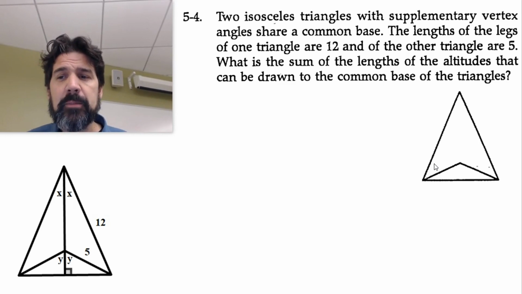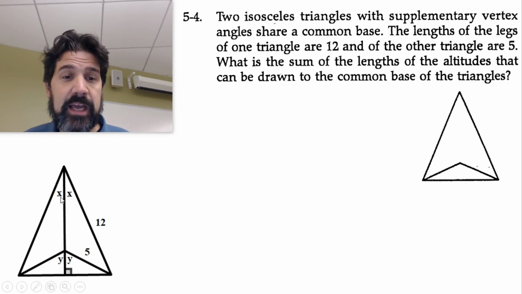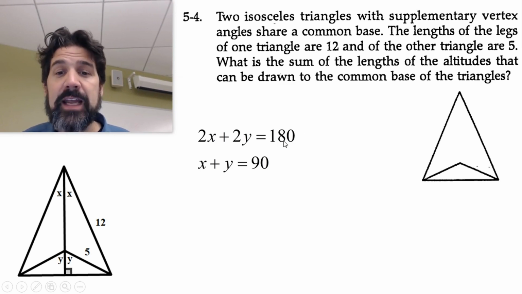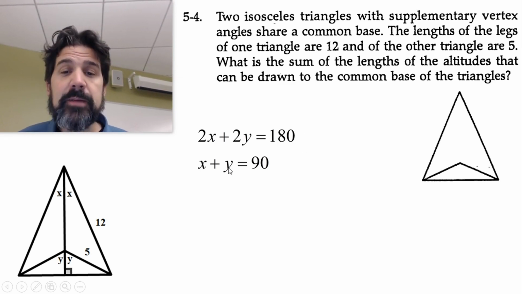So I'm going to drop my altitude down, and if I drop this down, these two angles would be the same. They're both x. These two angles would both be y. And we know that 2x plus 2y, because they're supplementary, has to add up to 180. Divide everything by 2. That means x plus y would have to equal 90. So these two are complementary.